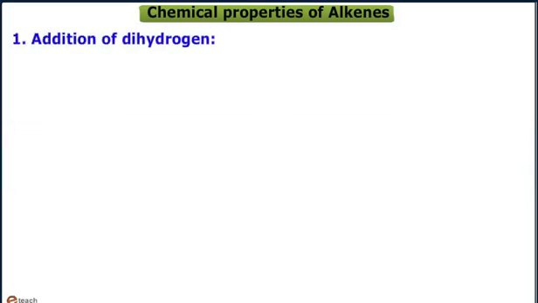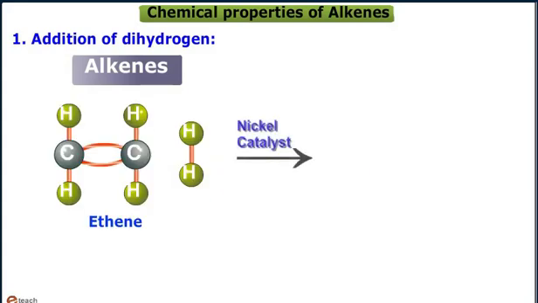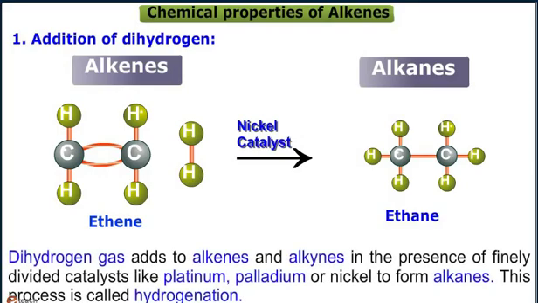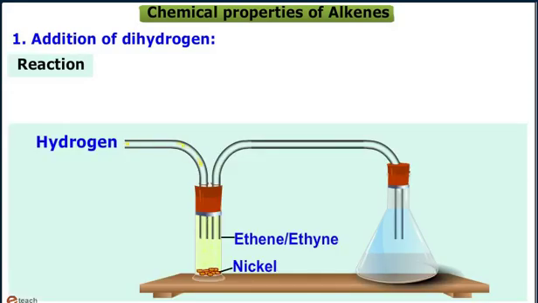Addition of dihydrogen. Consider the reaction CH2=CH2 plus H2 in presence of nickel catalyst gives CH3-CH3, that is ethane. Dihydrogen gas adds to alkenes and alkynes in the presence of finely divided catalysts like platinum, palladium or nickel to form alkanes. This process is called hydrogenation. You can see here the addition of dihydrogen.